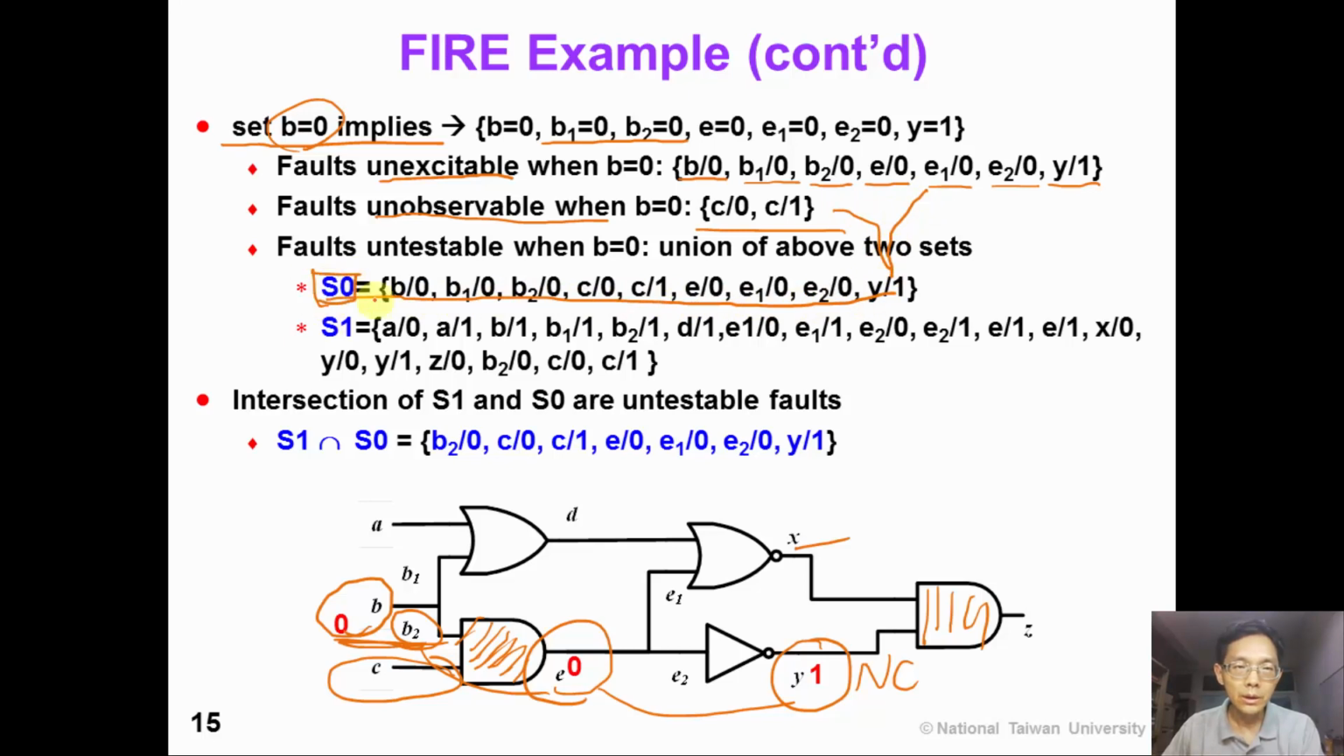So this is S0, and we know S1 from our previous slide. So we now take the intersection of S0 and S1. So now we have a list of faults which are untestable. For example, Y stuck-at-1 is in the set of S0. It is also in the set of S1. So it is an untestable fault.